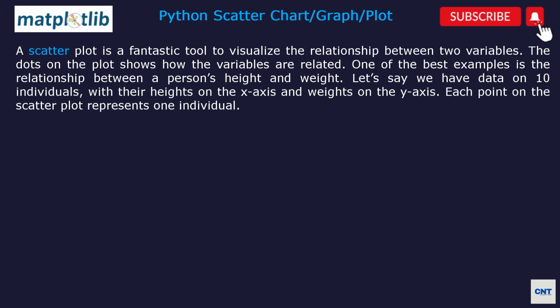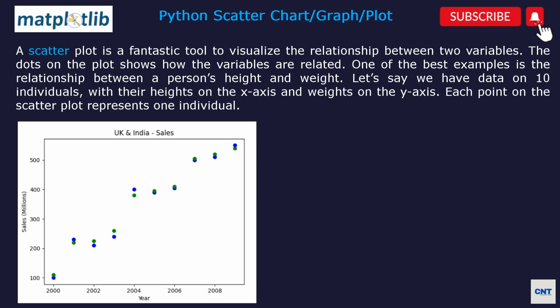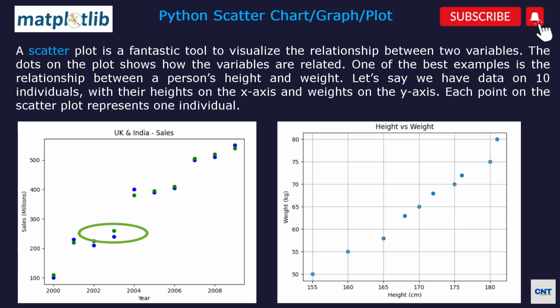What is a scatter plot? A scatter plot is a fantastic tool to visualize the relationship between two variables. The dots on the plot show how the variables are related. One of the best examples is the relationship between a person's height and weight. Let's say we have data on 10 individuals, right? With their heights on the x-axis and weight on the y-axis. Each point on the scatter plot represents one individual, right?